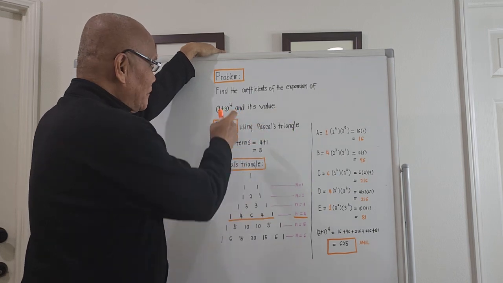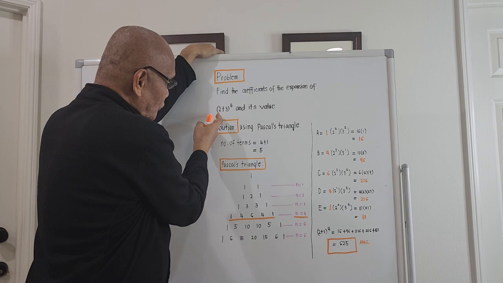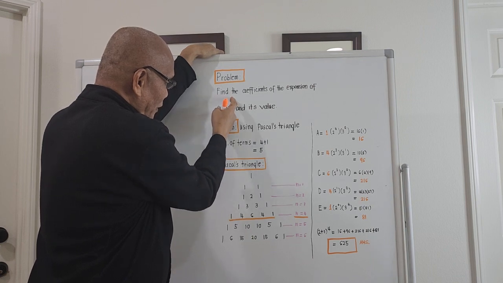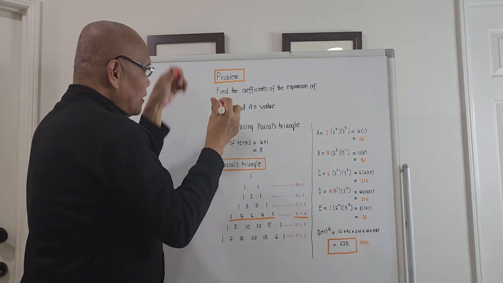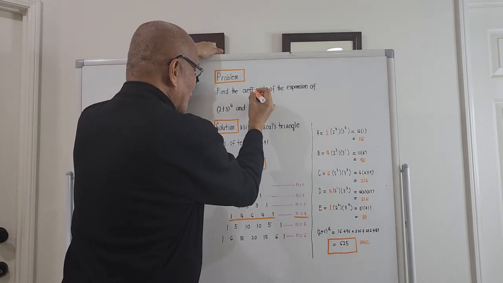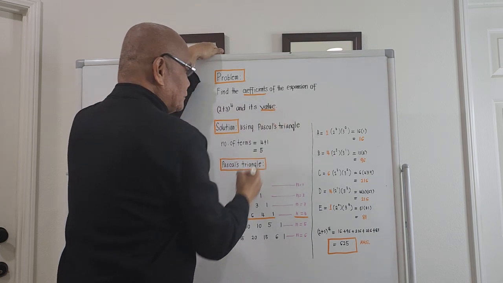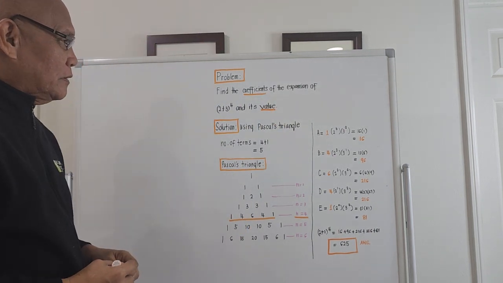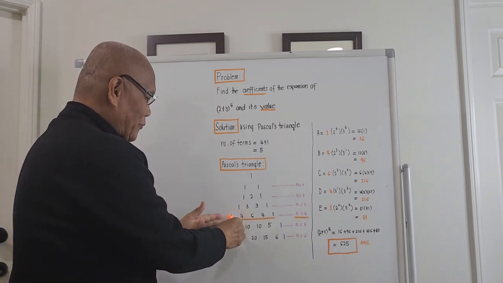We got a problem. Find the coefficients of the expansion of (2 + 3) raised to the 4th power and its value. The problem is asking for the coefficients of the expansion and the value. The coefficients meaning, these are the coefficients.